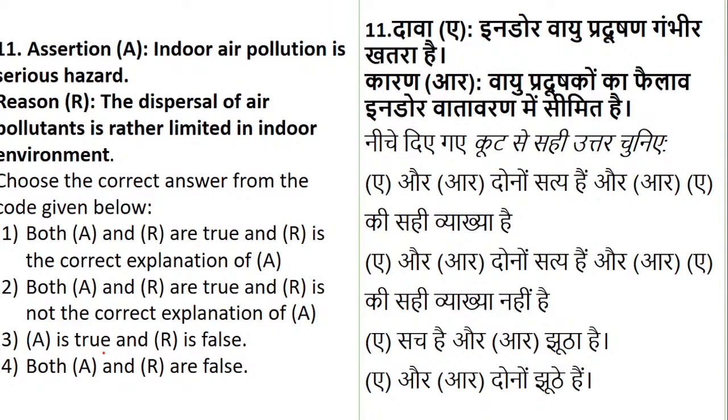Okay. Now, question number 11. Be careful. Here students get confused. So, read the question very carefully. Indoor air pollution is a serious hazard, is the assertion. The reason is that the dispersal of air pollutants is rather limited in the indoor environment. So whether it is option number A, B, C, D, whether both the statements are true with the correct explanation, whether they are false with not a correct explanation, or true or false. I'll read it again. It is talking about indoor pollution and it is saying that the dispersal of air pollutants is rather limited in the indoor environment.